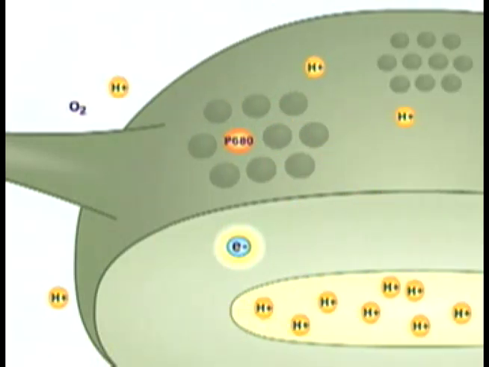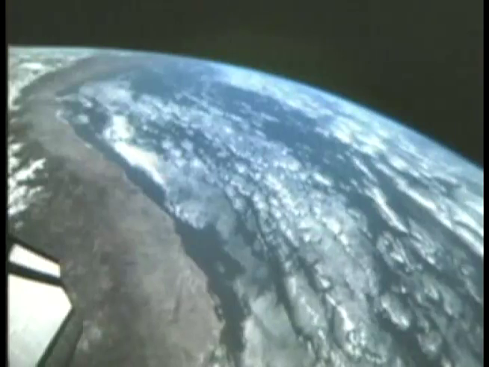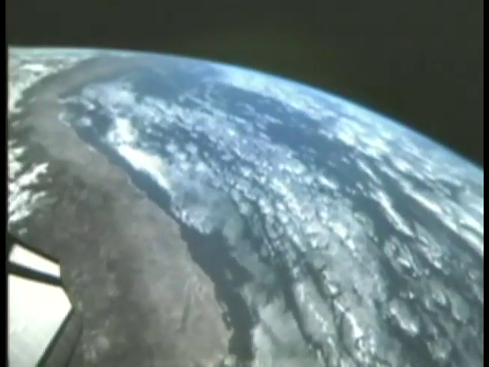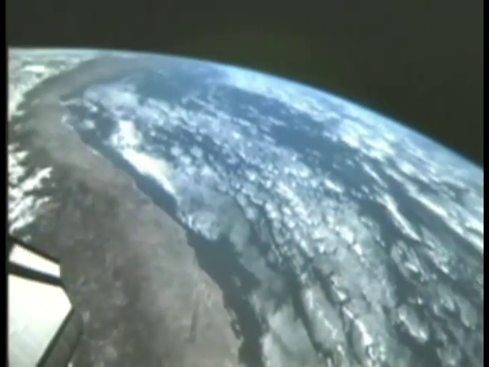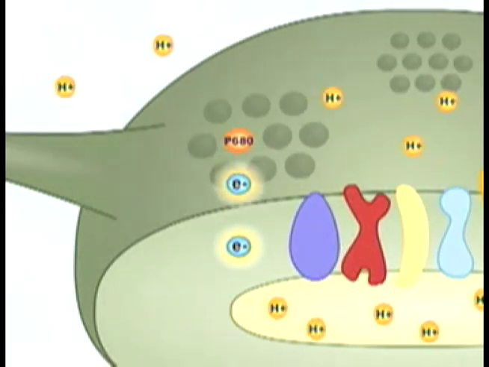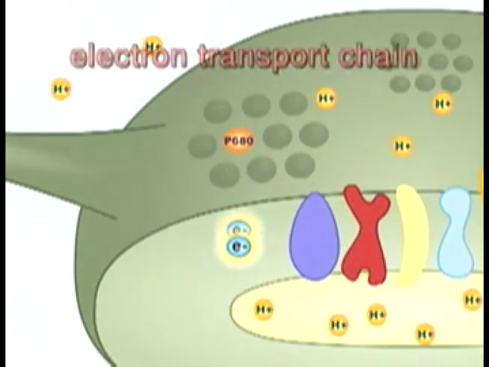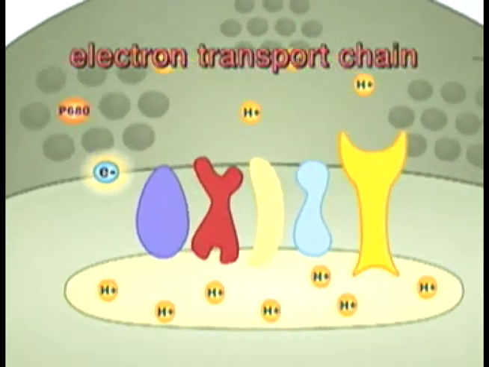To replace these missing electrons, 2 molecules of water are broken apart, resulting in 4 hydrogen protons plus an oxygen molecule, which is released into the atmosphere. Virtually all of the oxygen in our air has been created in this way. Meanwhile, the 4 energized electrons from the chlorophyll pass through a system of electron carriers called an electron transport chain.